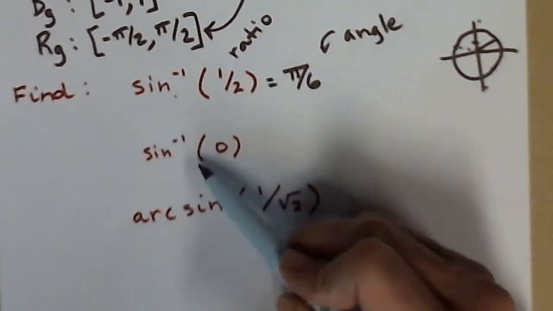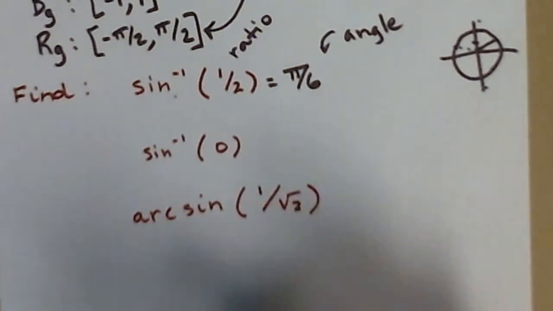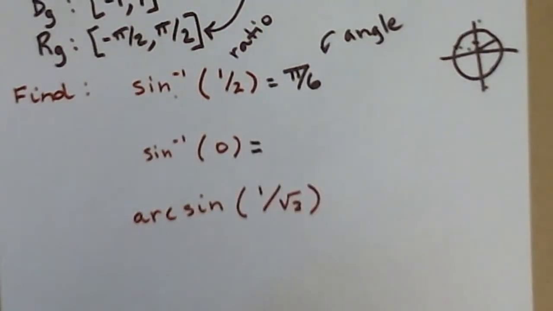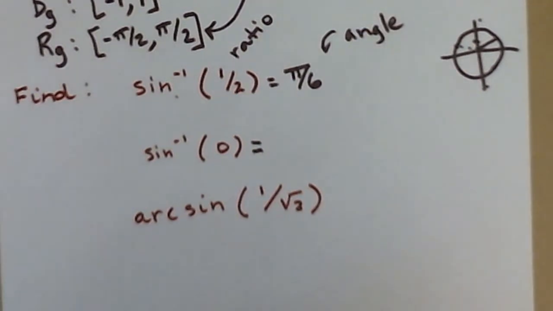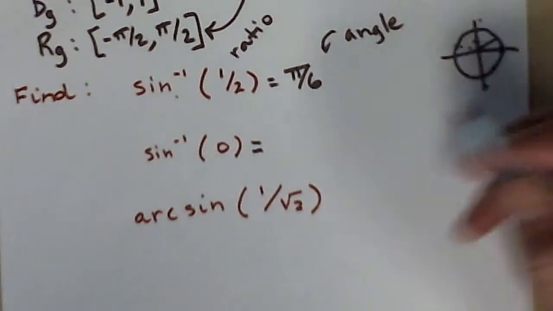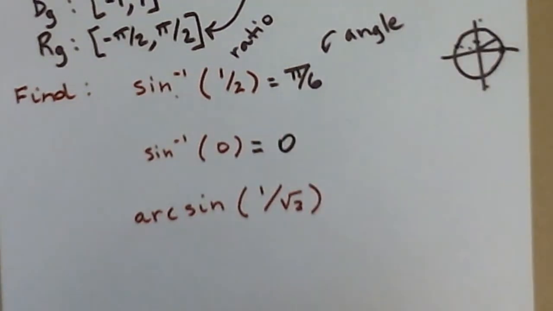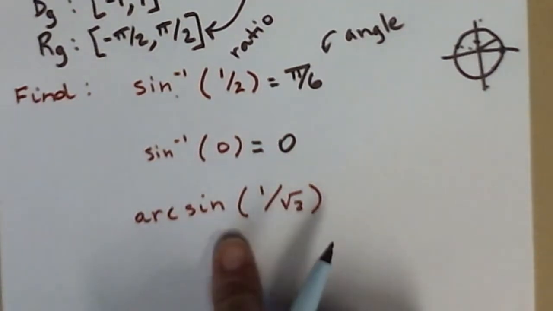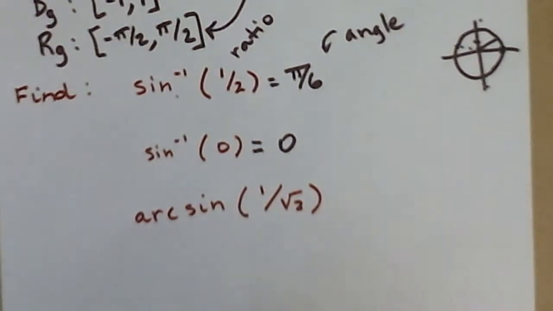All right, what's the inverse sine of 0? So what angle leads to a sine of 0? So I need the y value to be 0. That happens when your rotation is 0 as well. And just to see the other notation, so arc sine of 1 over root 2.